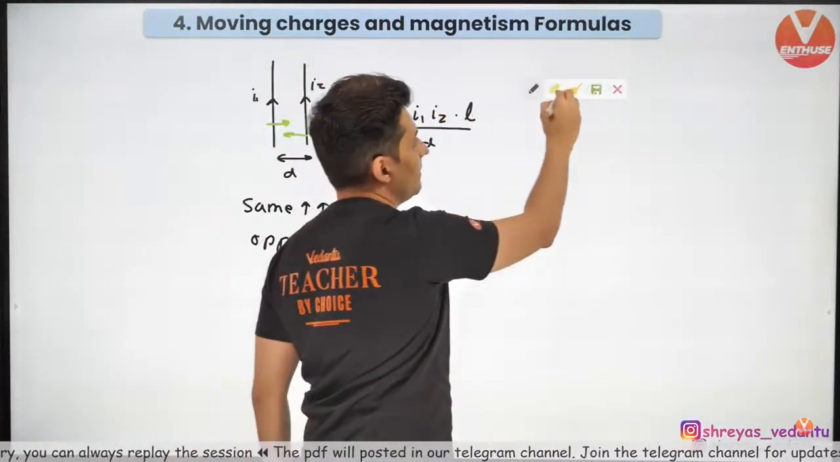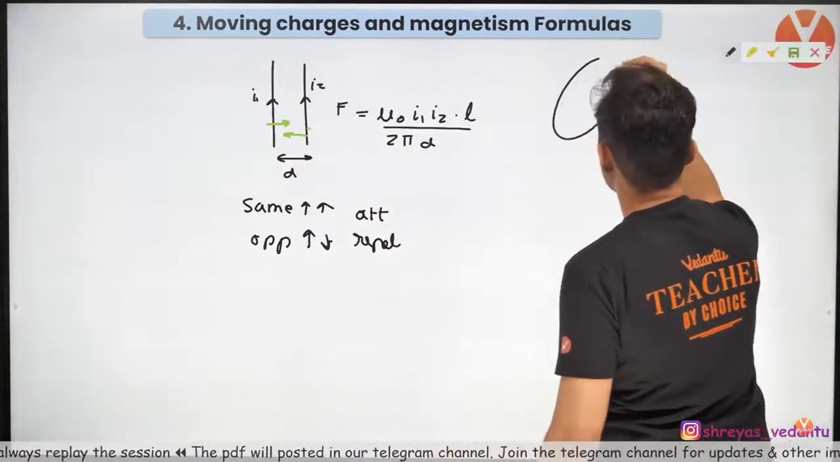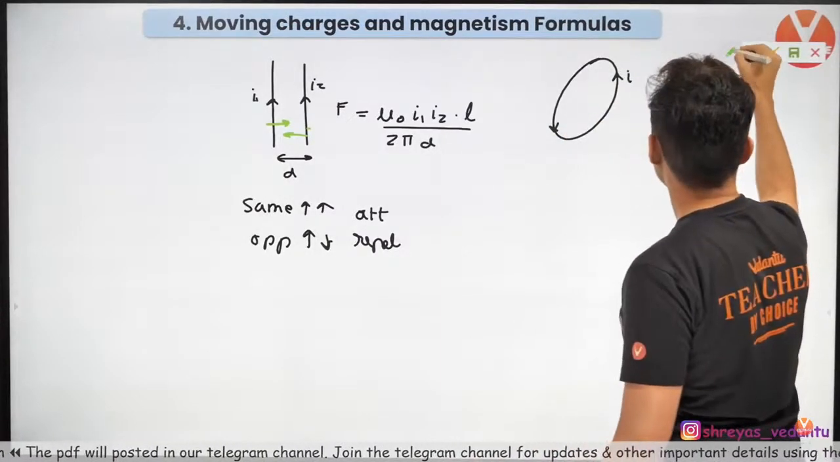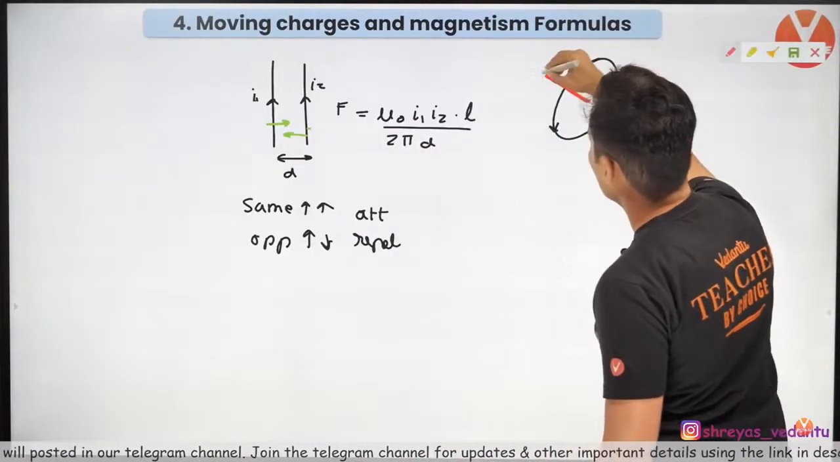Now, also remember, a loop of wire which carries some current also produces a dipole moment.